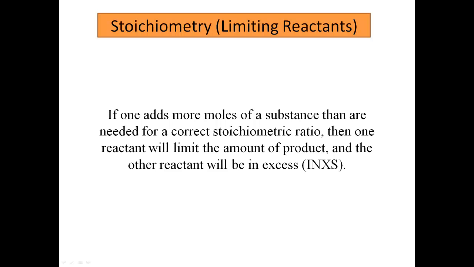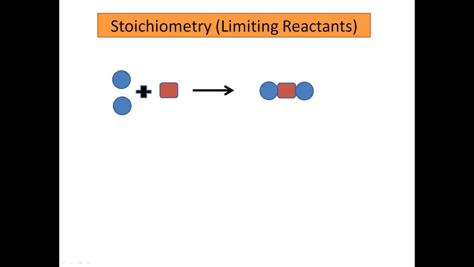The last section of stoichiometry is limiting reactants. If one adds more moles of a substance than are needed for a correct stoichiometric ratio, then one of the reactants will limit the amount of the product produced, and the other reactant will remain in excess. Here's a very simple example of a limiting reactant.